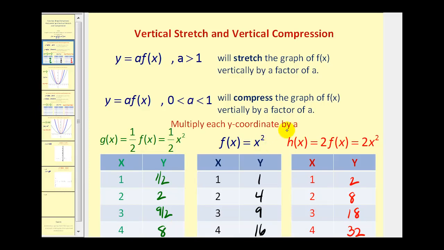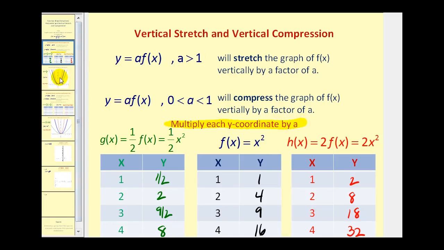So what you may have noticed is once you identify the value of a, to find the y coordinates of the transformed function with the same x coordinates, we just multiply each y coordinate by a and leave the x coordinates the same.